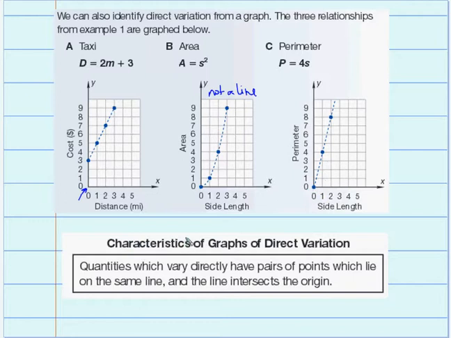So remember that characteristics of graphs of direct variation are quantities which will vary directly. They will have pairs of points which lie on the same line, and the line will intersect the origin. And this varying directly is telling you that your slope is going to be constant.